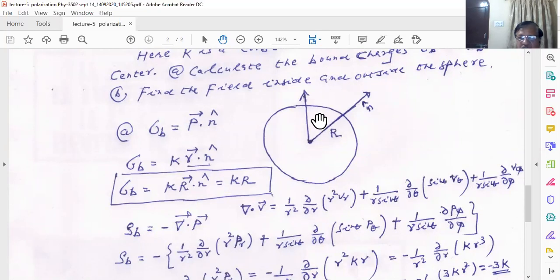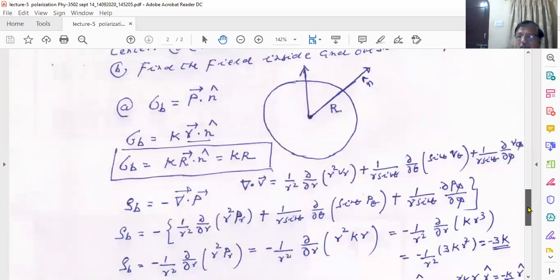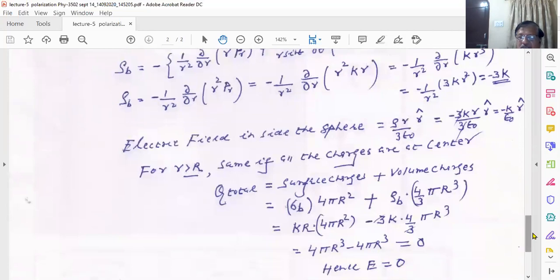So you have to take the surface charges as well as the bound charges. Let us calculate the total charges accumulated. You can see the surface charges. The total surface area of the sphere is 4 pi r square, and the surface charge density of the bound charges is sigma b. So sigma b into 4 pi r square gives you the total surface charge, right?